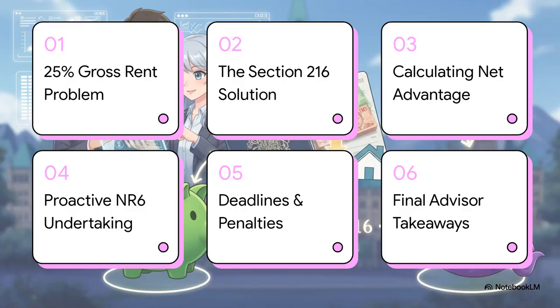Okay, so here's our game plan for today. First, we'll look at the big problem we're trying to solve. Then we'll introduce our hero, the Section 216 election. We'll run through some numbers to see how it works, check out a proactive approach using something called an NR6, and then, and this is super important, we'll cover the deadlines and penalties. We'll wrap it all up with the key things you need to remember.